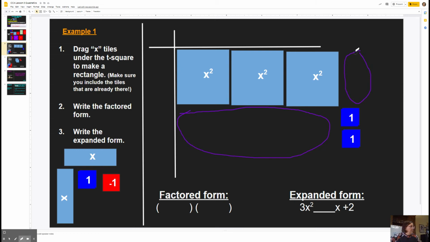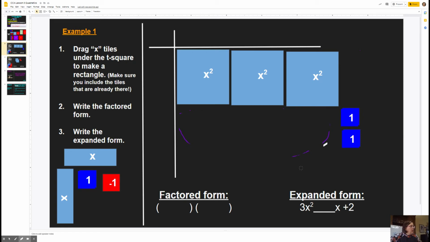Let me erase those purple squares. I guess I could have kept them. But... So we're going to put X tiles in there. This is good practice with my hand-eye coordination. All right. And then I ran out of patience.